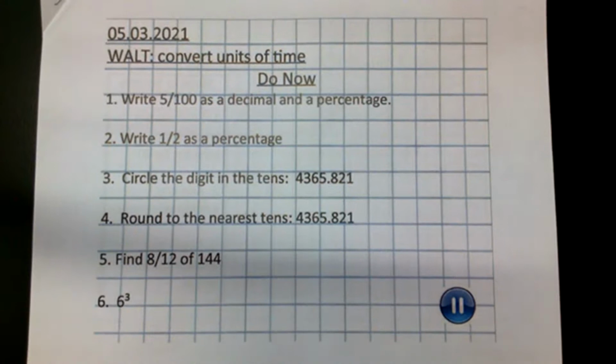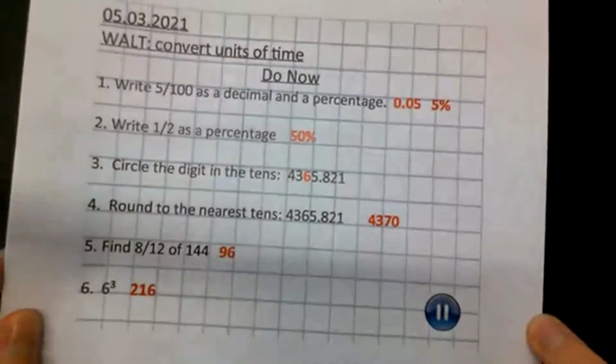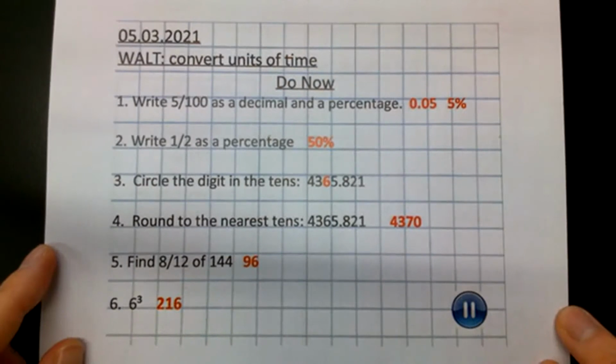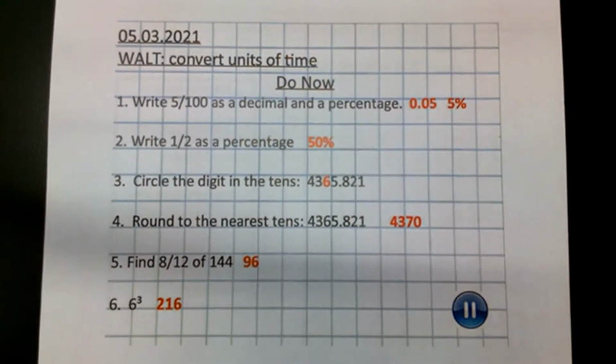Here is your do now, pause and then unpause to go through the answers. So how did you do? Let's see. Number 1 is 0.05 or 5%. Half is written as 50%.